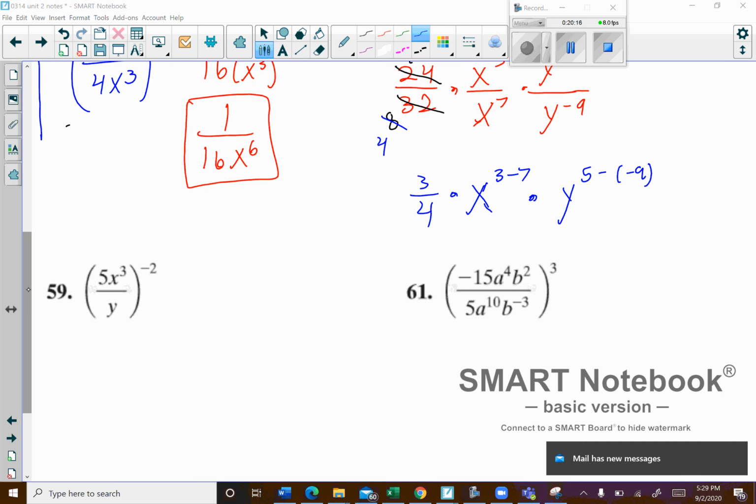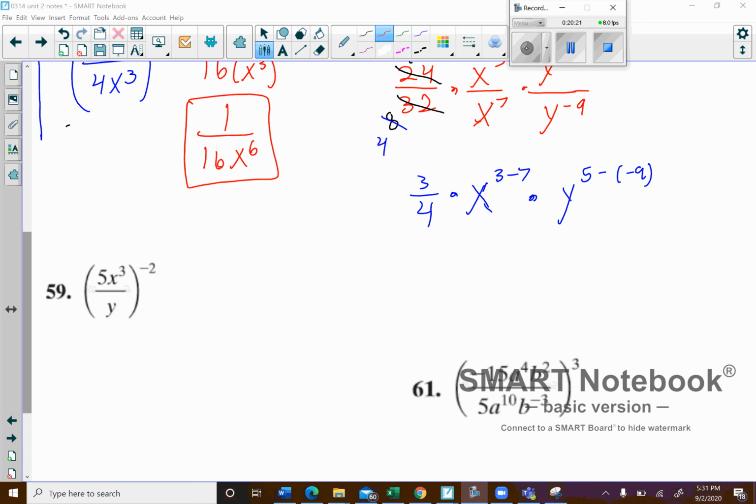All right, let me make a little bit more room for this. One second. All right, I gave myself a little bit more room to navigate here. So let's see, we've got the 3 over 4 right here. And then when I subtract, that'll become x to the negative 4 because I have 3, but I'm taking away 7. And then here, I do have the double negative, so this will actually become 5 plus 9, which would become y to the 14th.